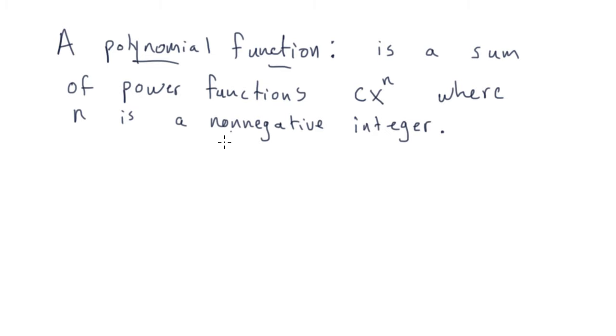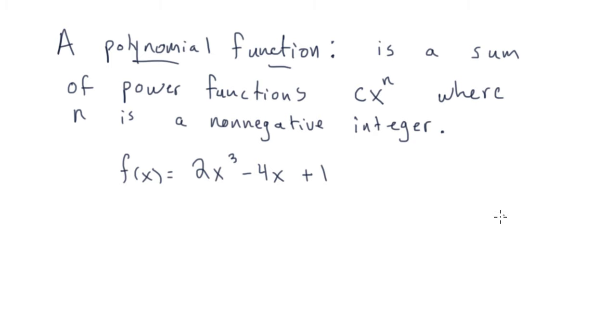And so a general example of a polynomial function is something like this. So it might look like 2x cubed minus 4x plus 1. That's an example of a polynomial function.